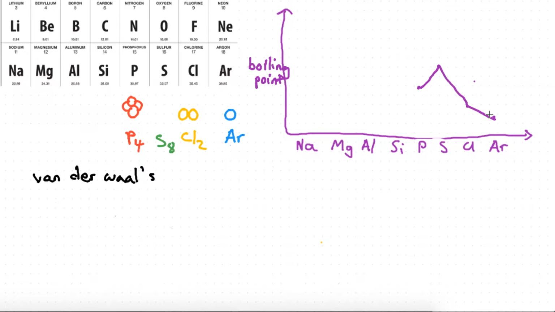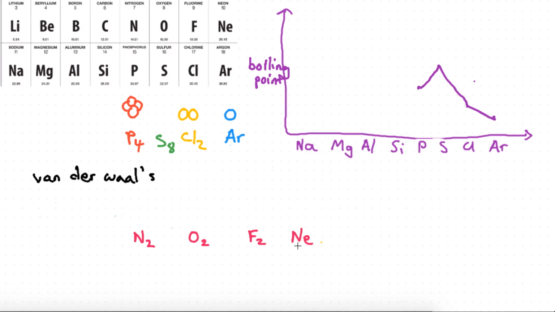That's for the third period, but then we need to talk about the second period because it will look different to the third period. So let's look at what nitrogen, oxygen, fluorine look like. These guys actually are all diatomic, right? N2, O2, F2, and then the neon singular atom. So their van der Waals forces are actually very similar.